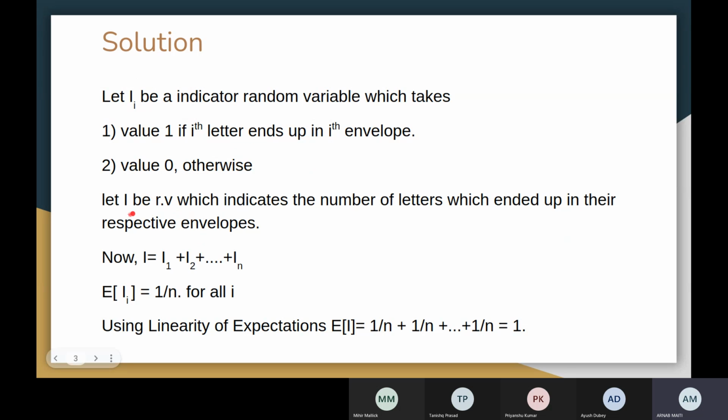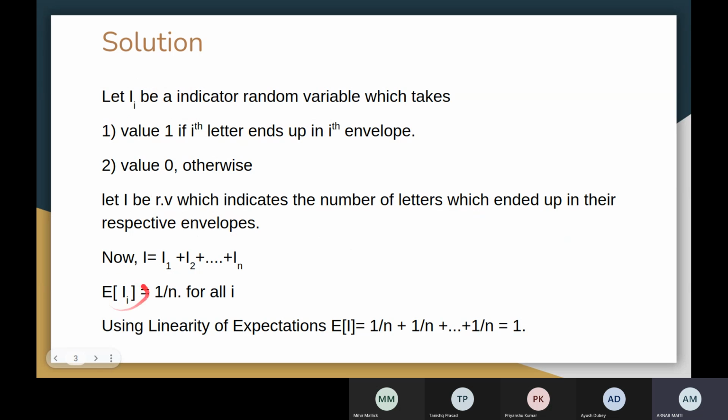Now let capital I denote the number of letters which ended up in the correct envelopes. It's pretty easy to observe that capital I is the summation of I1, I2, up to IN. Because I1 denotes whether letter 1 is in envelope 1 or not. Similarly, I2 denotes whether letter 2 is in envelope 2 or not. And similarly, IN denotes whether letter N is in envelope N or not. So when you sum it up, you get the total number of letters which are in the correct envelope.